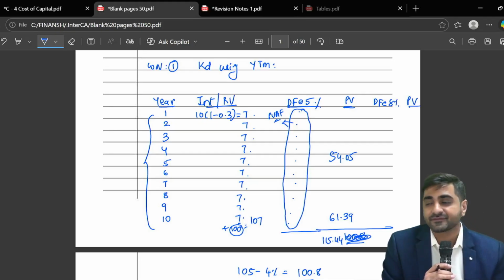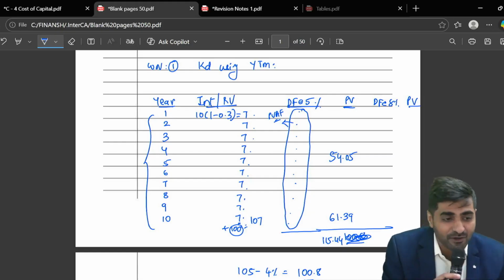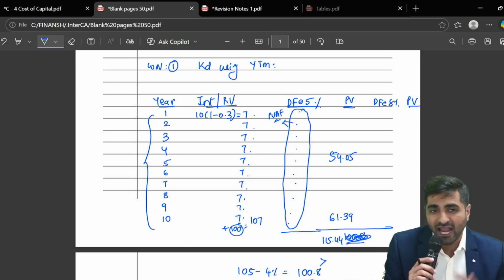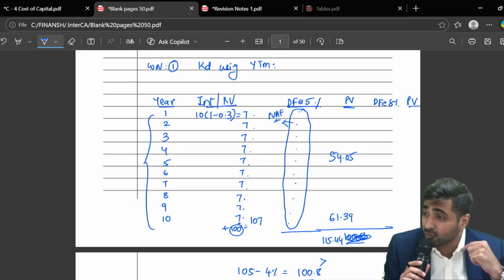115.44. This is coming as 115.44. Is this 115.44 greater than 100.8? So at 5%, definitely it's not the discounting factor. Now let's check at what percentage?